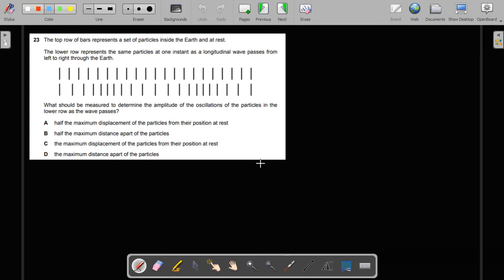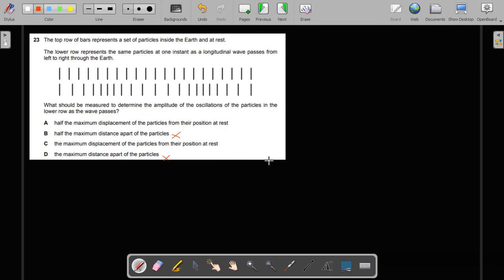Question 23. The top row of bars represents a set of particles inside the Earth and at rest. What should be measured to determine the amplitude of the oscillations of the particles in the lower row as the wave passes? Okay. We know that distance doesn't show amplitude. So B and D will be wrong, because distance shows wavelength, not amplitude. So you should think about A and C.